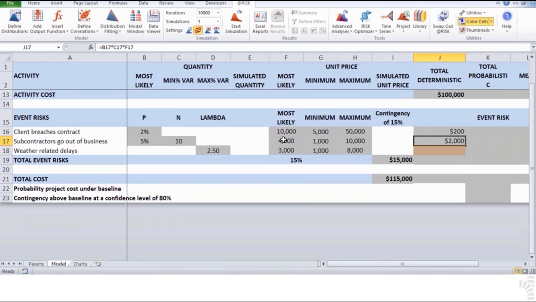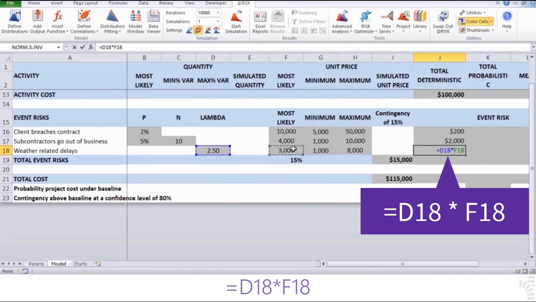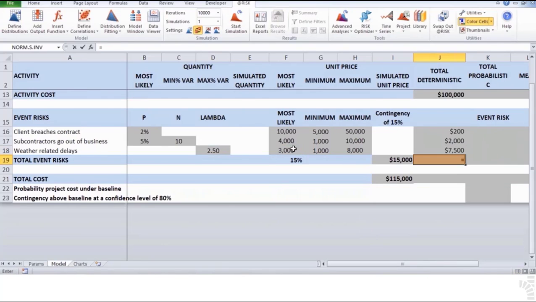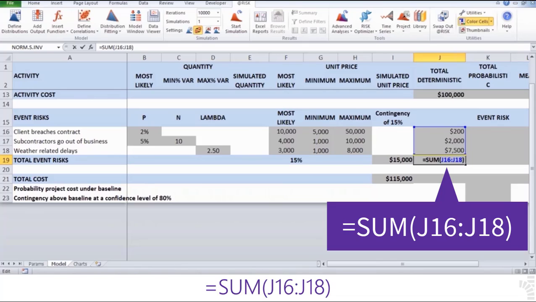14. On cell J18, for the third risk of weather-related delays, multiply the average number of events, 2.5, on cell D18 times the most likely impact of each weather-related delay of $3,000 on cell F18, equals D18 times F18. 15. On cell J19, add the range of individual EMVs to obtain the total project EMV for eventual risks as equals sum J16 through J18.